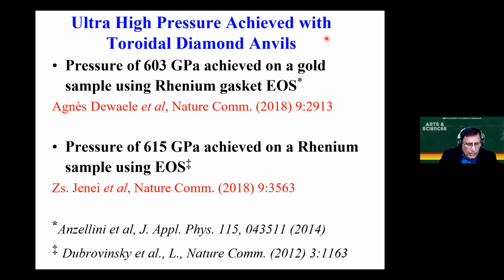the situation after 2018. In 2018, there were actually 2 reports of using toroidal diamond anvils. Toroidal means that you are shaping a single crystal diamond using the gallium ion beam in the FIB machine. There were 2 reports. One was from Agnès Dewaele, reporting 603 GPa, using the rhenium equation of state from Anzellini from 2014. And the other, from Lawrence Livermore, 615 GPa based on the equation of state by Dubrovinsky.